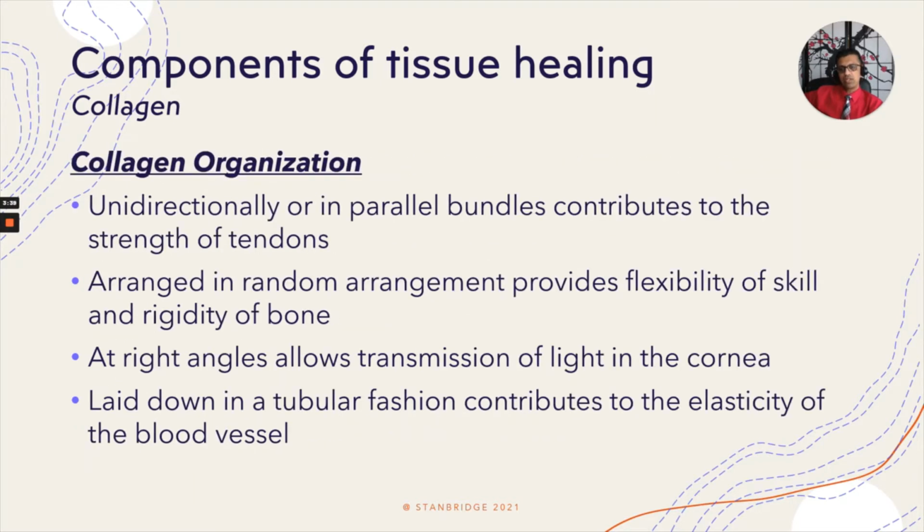Collagen organization, unidirectionally or in parallel bundles, contributes to the strength of tendons. Arranged in a random arrangement, it provides flexibility of skin and rigidity of bone. At right angles, it allows transmission of light into the cornea. Laid down in tubular fashion, it contributes to the elasticity of the blood vessel. So collagen is found all over the place.